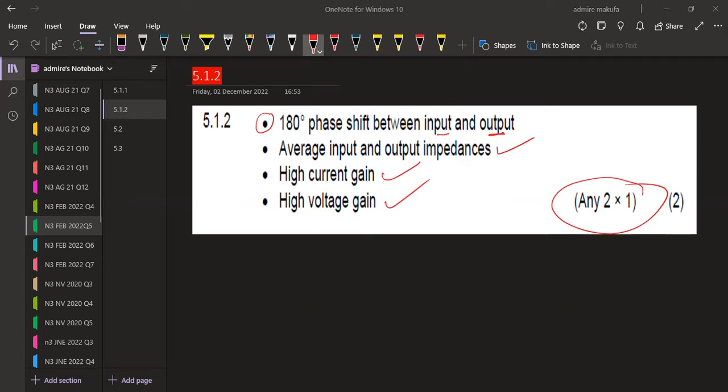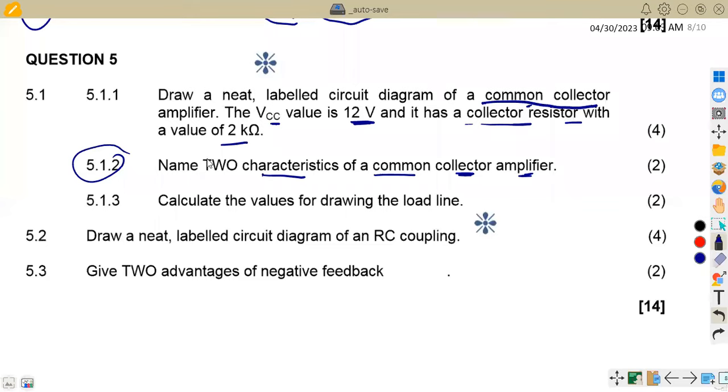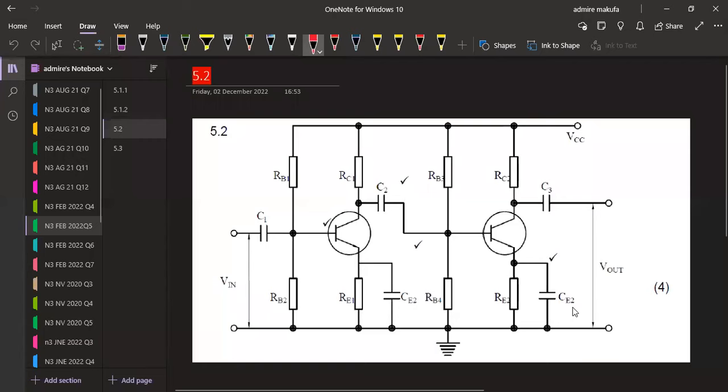On 5.2, we are now asked to draw a neat labeled circuit diagram of an RC coupling. So that's an RC coupling circuit diagram. This is what you are supposed to have on an RC coupling circuit diagram, showing all the resistors with the bases, the 2 capacitors, and so forth. So this is what we got in this case.